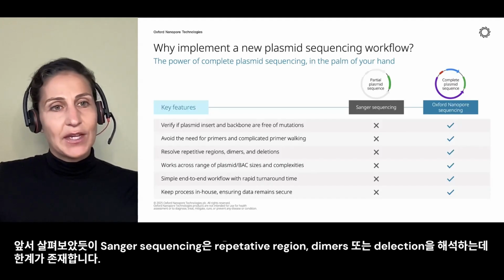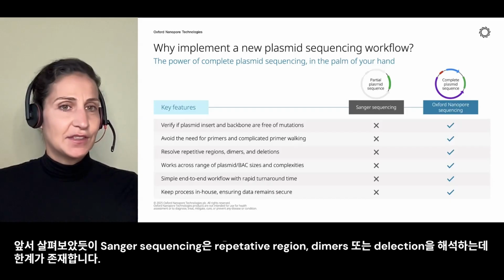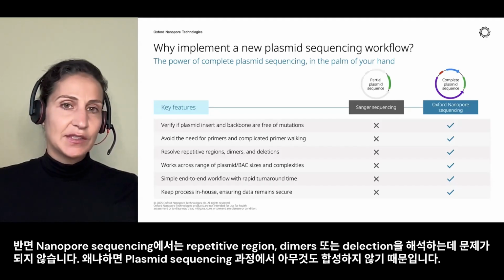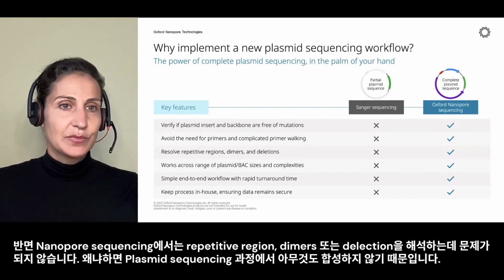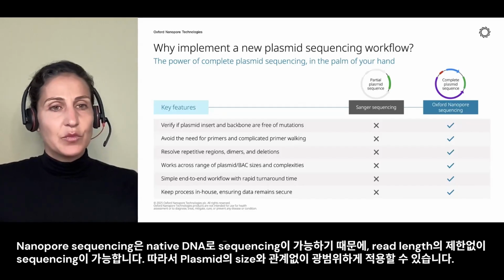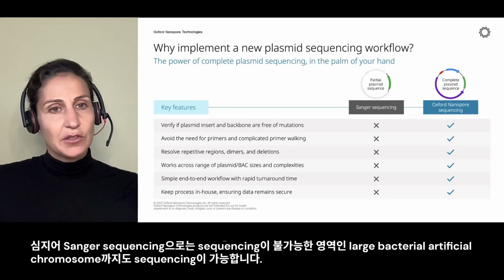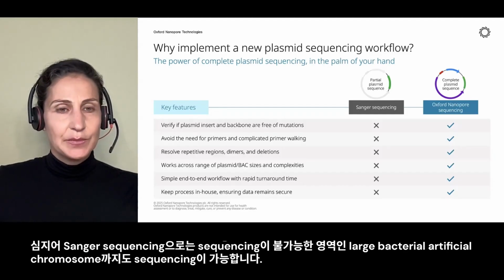Sanger sequencing also has difficulty resolving repetitive regions, dimers, and deletions, as we saw in the previous slides. This, again, is not an issue for nanopore sequencing because we're not synthesizing anything, because we're sequencing native DNA. We can just go through the entire reads without any issues. And this also means that we can work across a large range of plasmid sizes, even to the point of going through large bacterial artificial chromosomes, something that's not possible with Sanger sequencing.